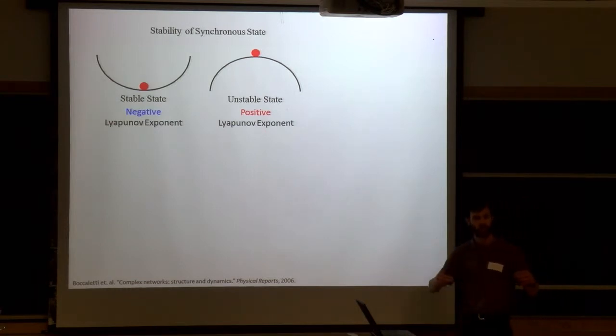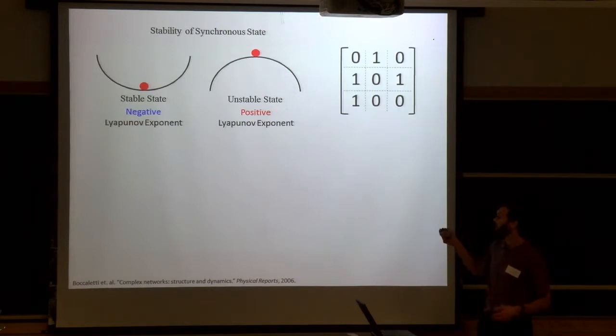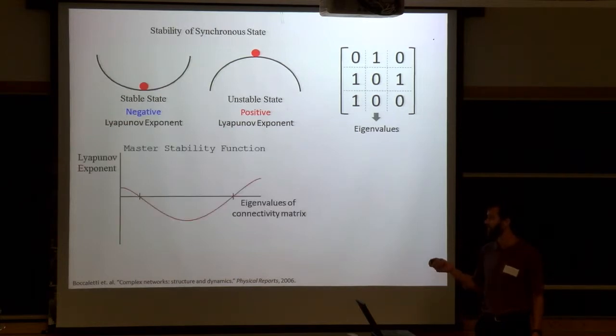So for our network to have a stable synchronous state, the Lyapunov exponent of each neuron in the network must be negative. That is where the connectivity matrix comes in, specifically its eigenvalues, because the master stability function provides a mapping from each eigenvalue to a Lyapunov exponent. And this mapping is determined by the dynamics of the neurons.